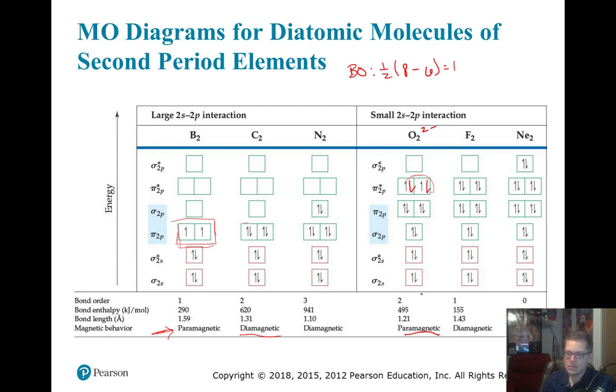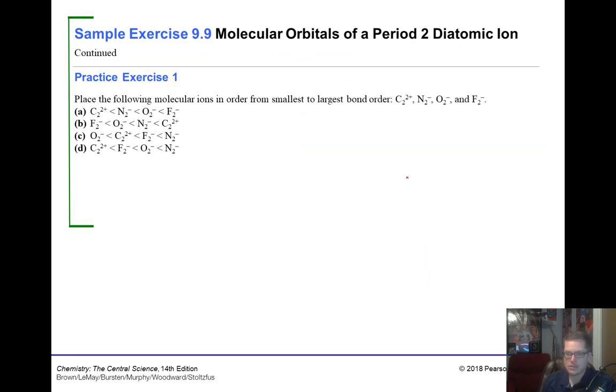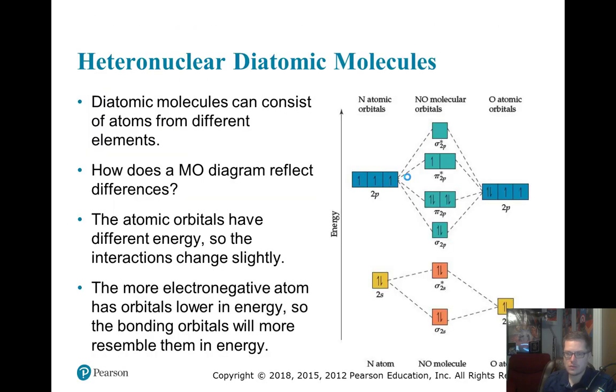So this would be diamagnetic, right? Diamagnetic, because all of this is completely full. And that would be O2 2-. What was the other one that they had in this list here?